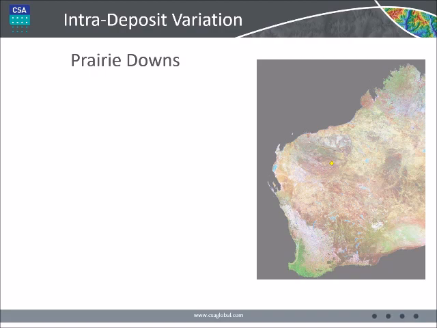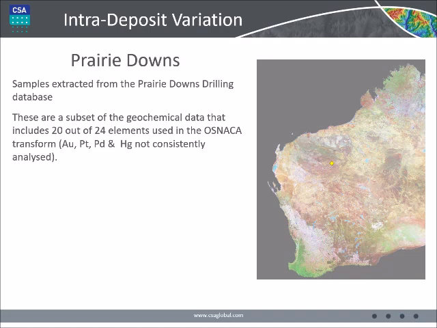But there's a wealth of information in the ore element signatures there, which is not being processed, and we could learn a lot about our deposits and the geometallurgy of our deposits by looking at it that way. So one data set, the only data set that I've got a hold of that I can present with, is from Prairie Downs. Here we've got 20 out of the 24 elements used in the OSNACA transform. So we've had to modify the transform by excluding four elements, and that's not difficult to do.